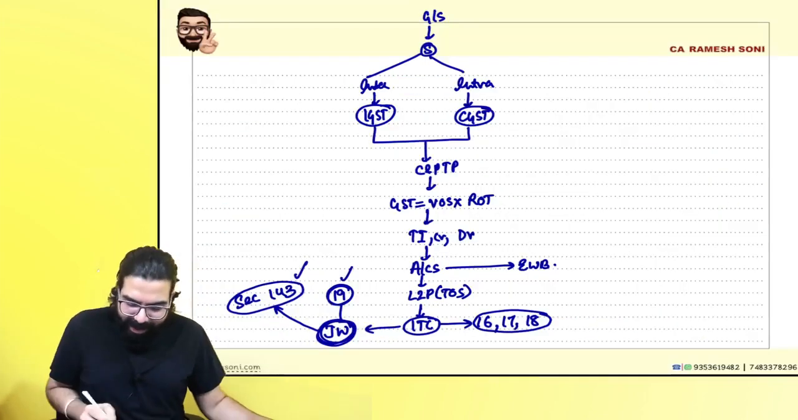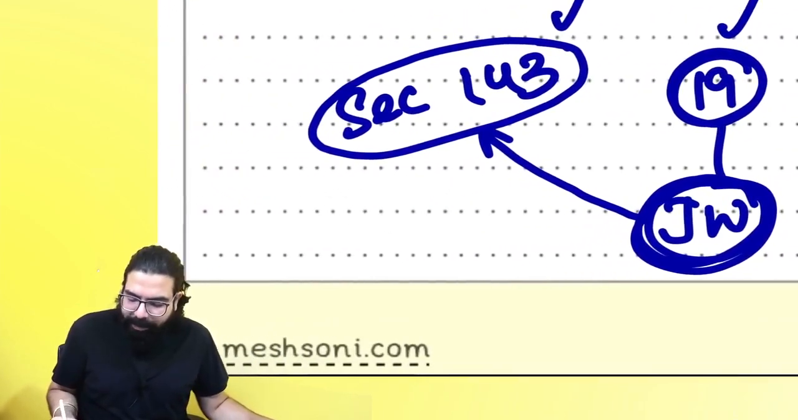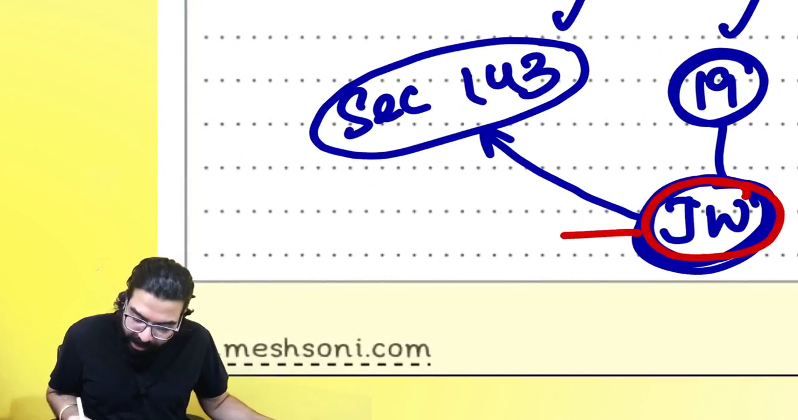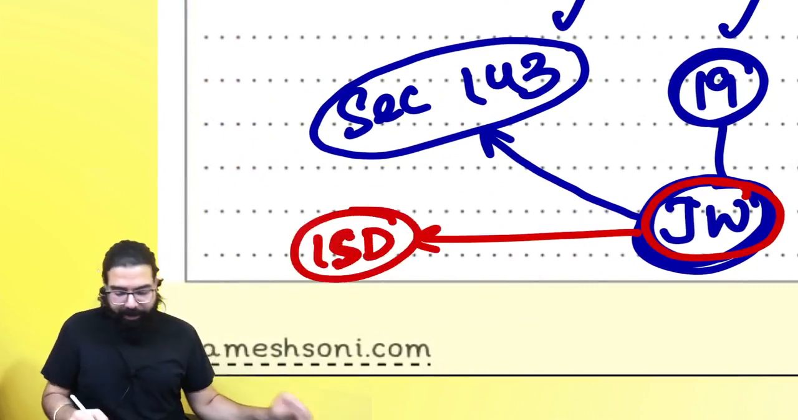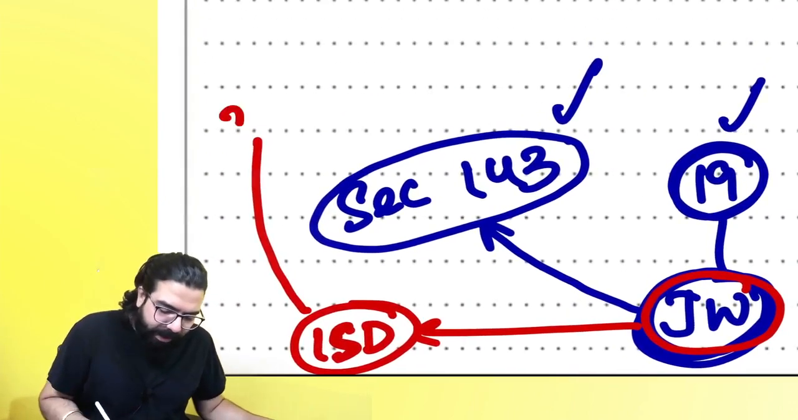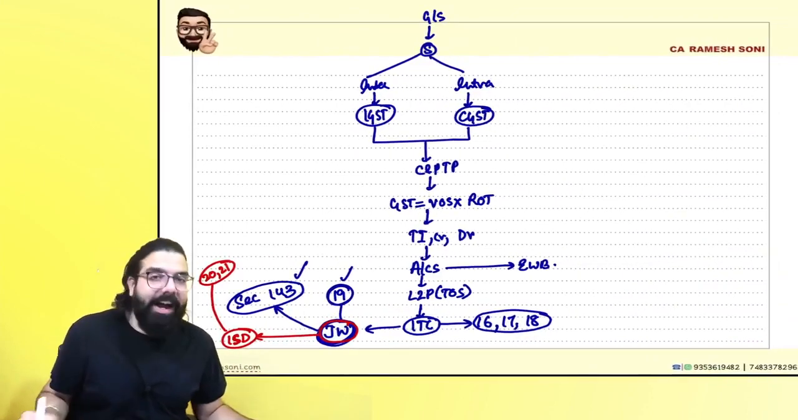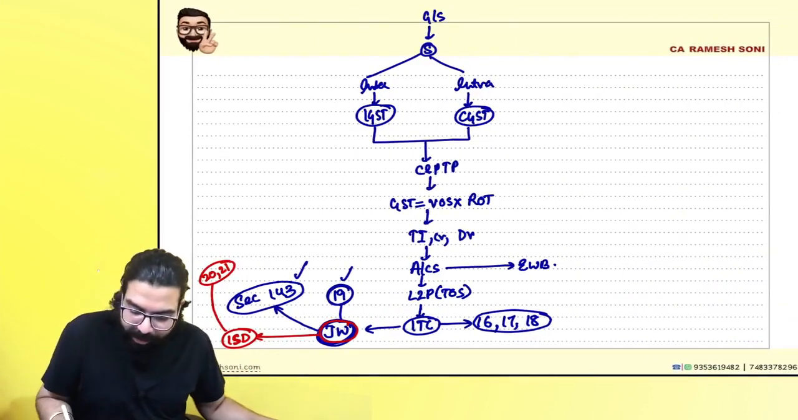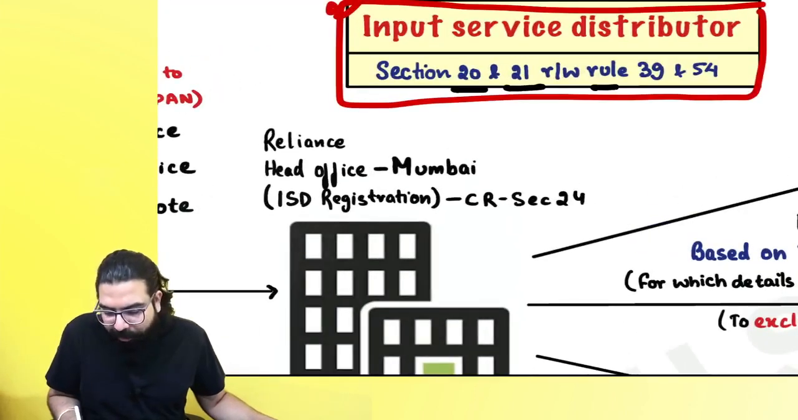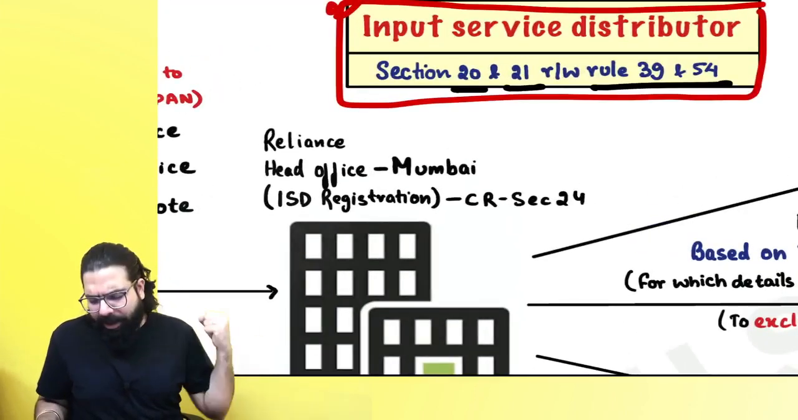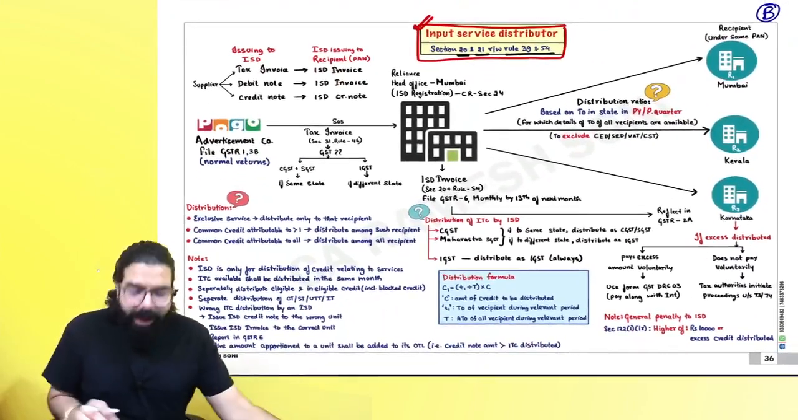ISD is an attached chapter of the input tax credit chapter. In the ITC chapter, you have the job work chapter, and the Input Service Distributor is also an attached chapter. In the ISD chapter you get section number 20 and section number 21. ISD is section number 20 and 21 read with rule number 39 and rule number 54. Let's go ahead and start with ISD.